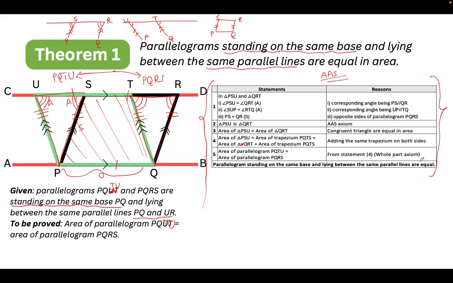Okay, so here this theorem proves that two parallelograms standing on the same base and between the same parallel lines are equal in area. Okay, so area of this parallelogram equals area of this parallelogram. Okay, this is theorem number 1. Let's move on to theorem number 2.